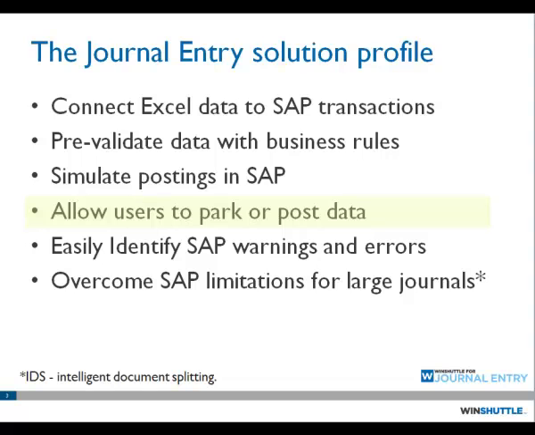Winshuttle for Journal Entry allows business users to park or post data in SAP without even having to interact with the SAP transaction screens. SAP warnings and errors are returned inline to the data in the Excel workbook for easy identification of potential problems. Winshuttle for Journal Entry's intelligent document splitting capability overcomes the 999 line limitation of standard journal posting in SAP.